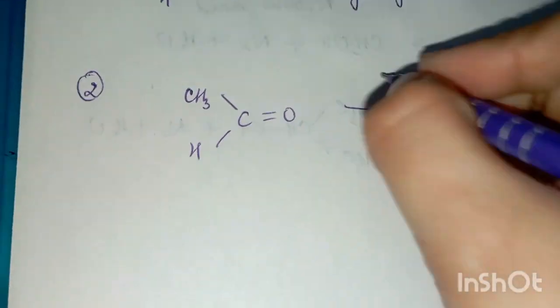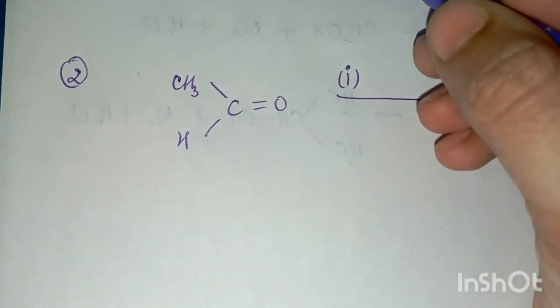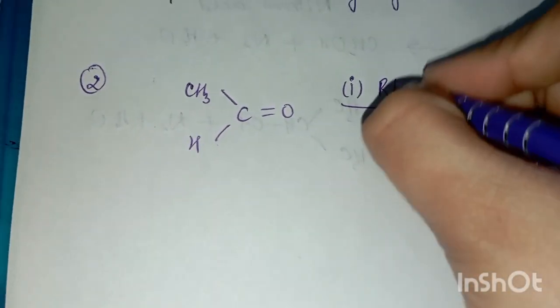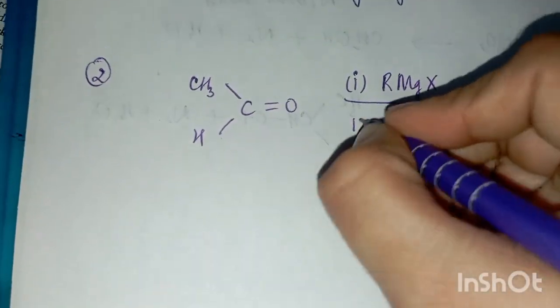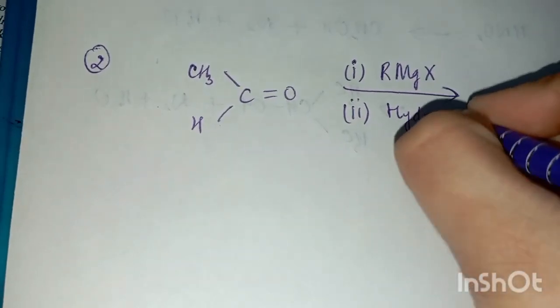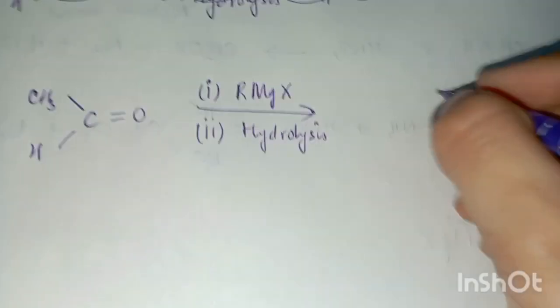Now in the second case, I have taken acetaldehyde as the carbonyl compound. Acetaldehyde is CH3CHO. Now the mechanism is the same. That is, the first step involves the formation of adduct through nucleophilic addition of Grignard reagent, that is RMgX, to the carbonyl group. And the second step involves the hydrolysis of the adduct to form alcohol. I am not writing the mechanism again and again. So what will be the products?